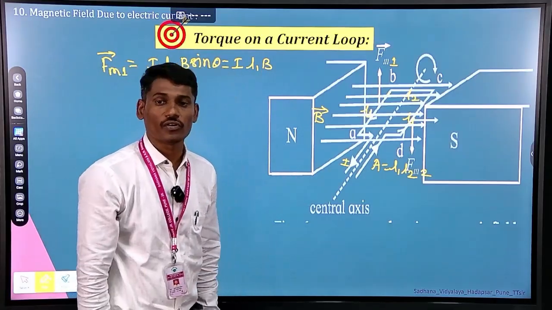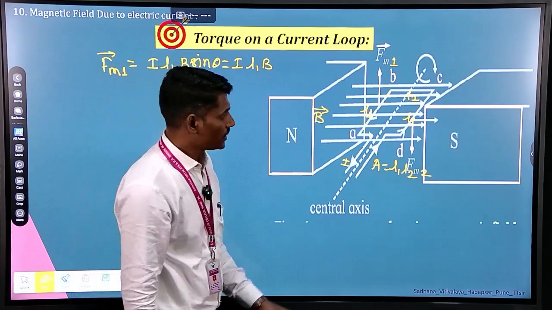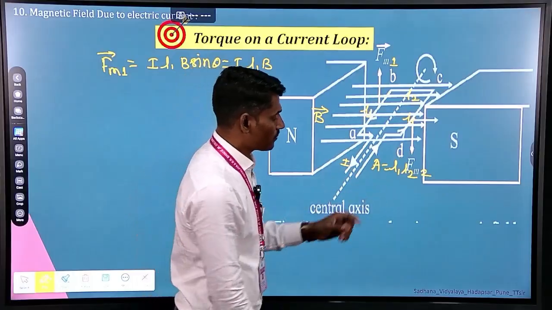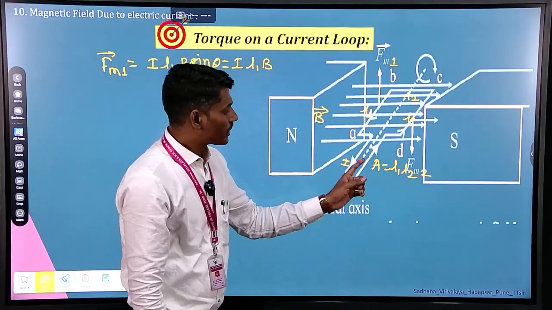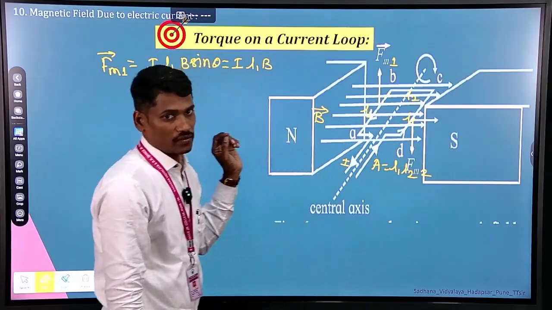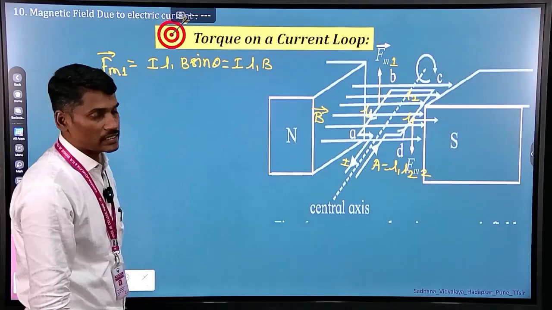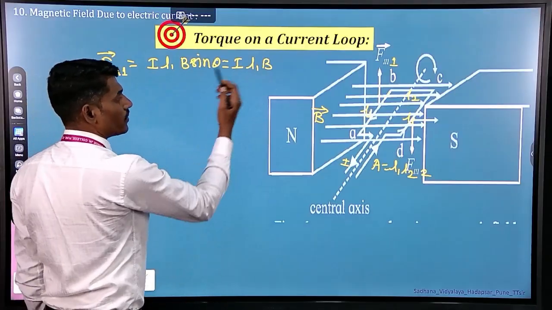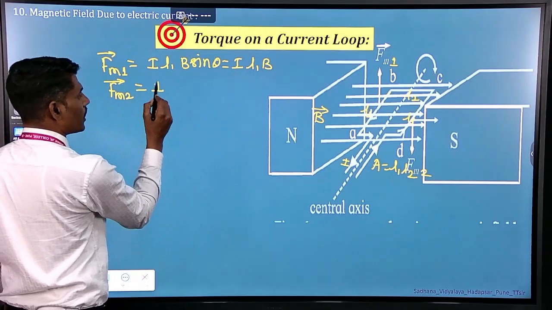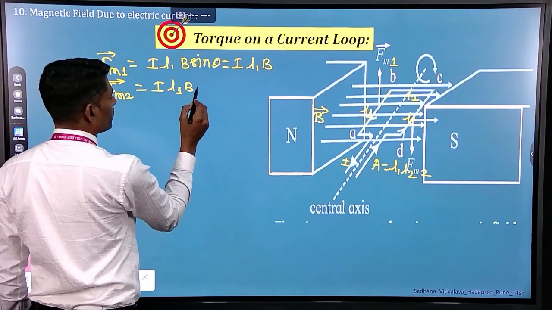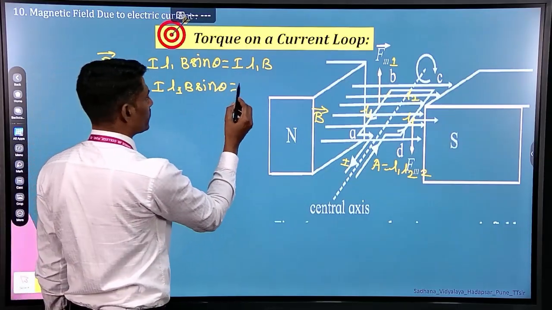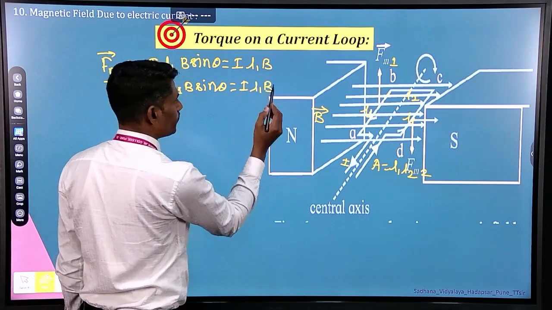Now, how much is the force acting on side CD? Here CD is also perpendicular to the direction of field. Therefore, here we get Fm2 is equal to what? Current into its length L1 and magnetic field is B. Therefore, the force acting on the side CD is also I L1 B. That means Fm2 is equal to I L1 B sin theta. Here also theta is equal to 90 degrees. Therefore, we get the force I L1 B.